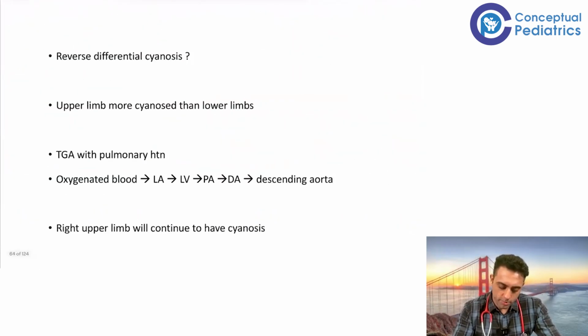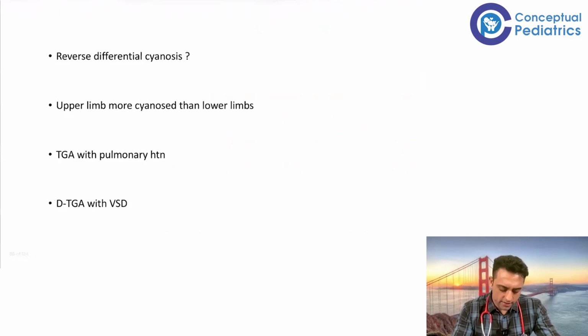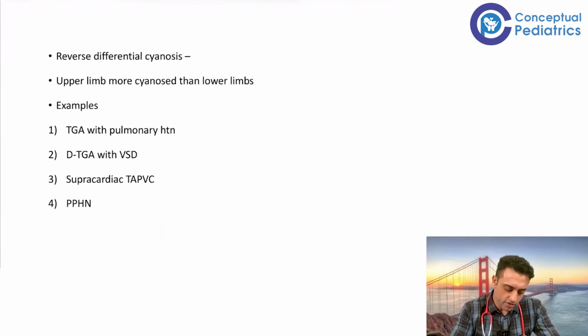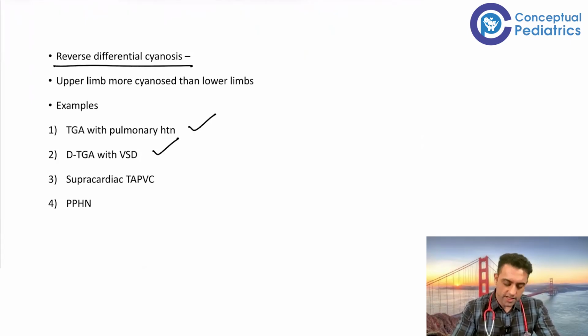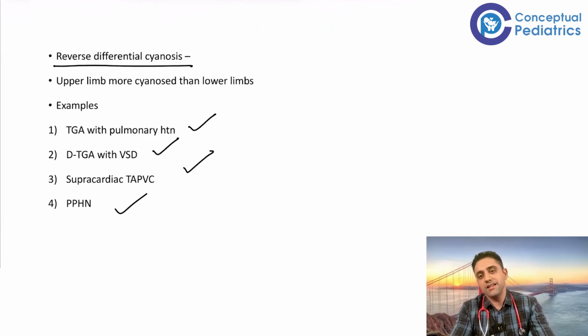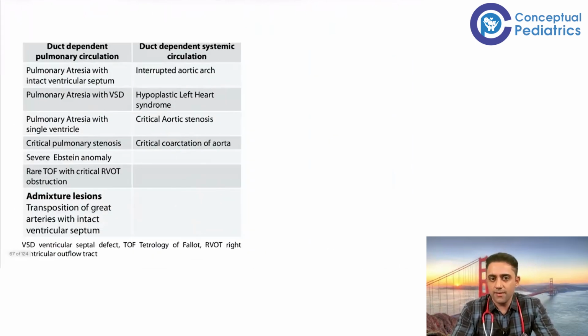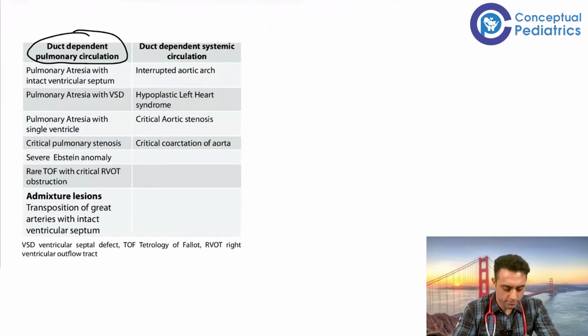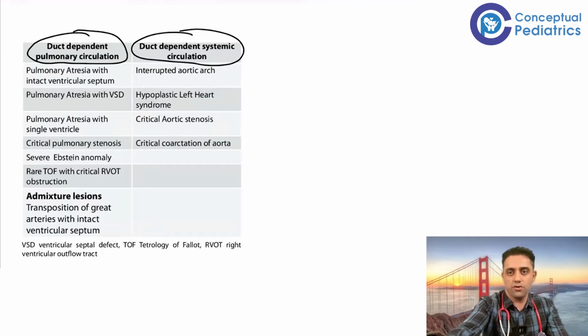So these are the important pointers we have. The other causes for reverse differential cyanosis are TGA with pulmonary hypertension, dextro TGA with VSD, supracardiac TAPVC, and persistent pulmonary hypertension of newborn. This is a very hi-fi question which they can ask in the exam, so you should know. I made a chart also, duct dependent pulmonary and duct dependent systemic circulation. Okay, that you should know. Okay, once again.